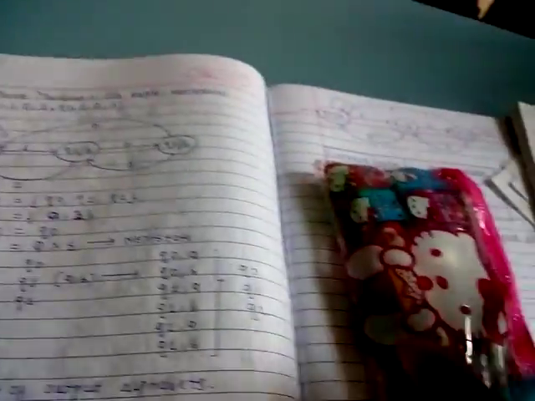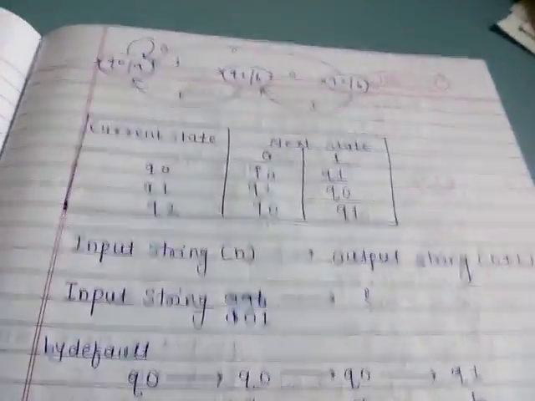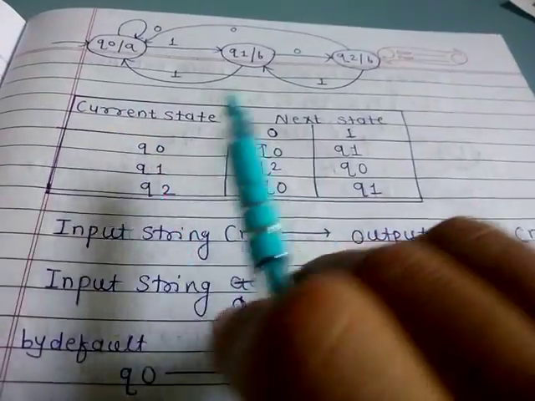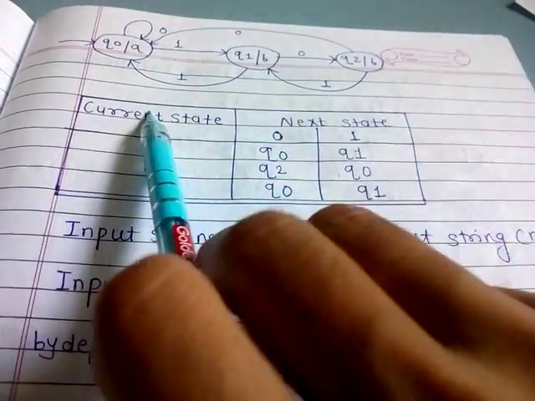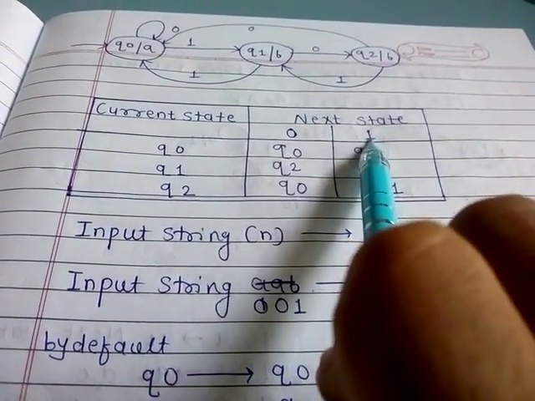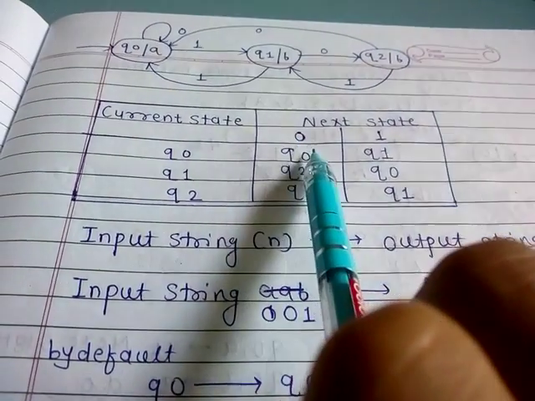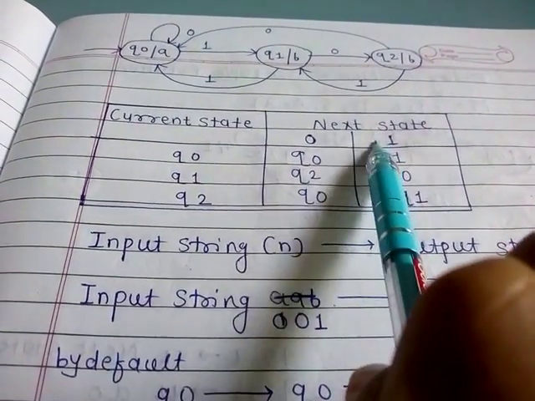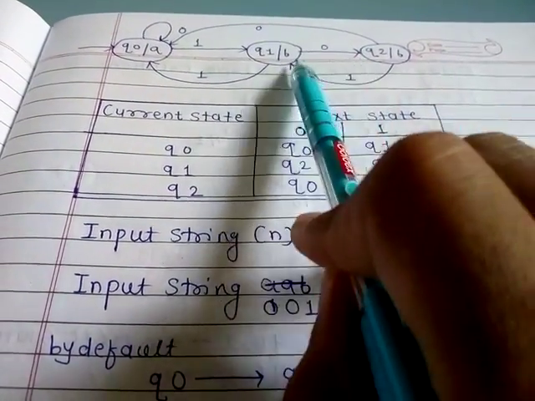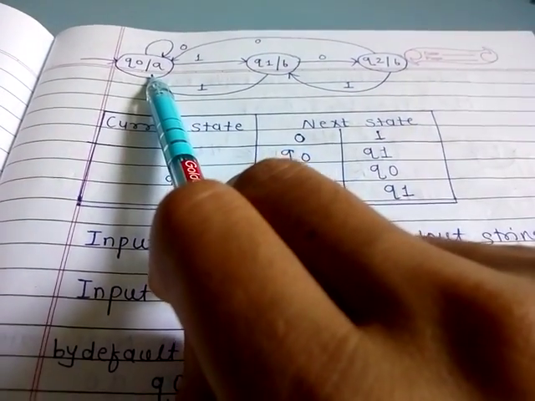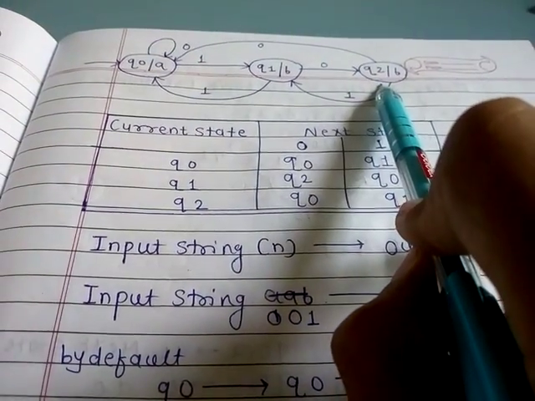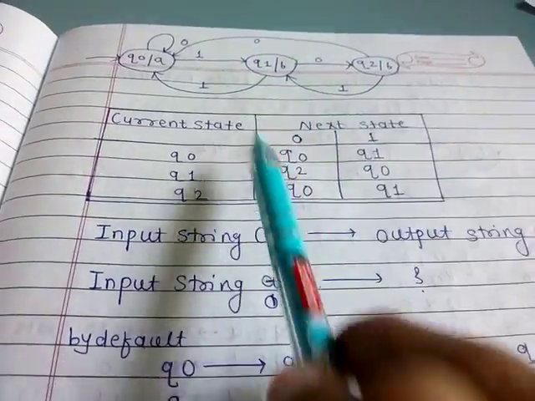Now we will see the transition table of a Moore machine. In the Moore machine transition table there are 2 columns, the current state as well as the next state. Current state consists of Q0, Q1, Q2. Next state consists of the transitions for 0 and 1. When Q0 accepts the 0, it will go toward Q1. When Q0 accepts the 1, it will go toward Q1. When Q1 accepts the 0, it will go toward Q2, and when Q1 accepts the 1, it will go toward Q0. When Q2 accepts the 0, it will go toward Q1, and when Q2 accepts the 1, it will go toward Q1. So this is the transition table.